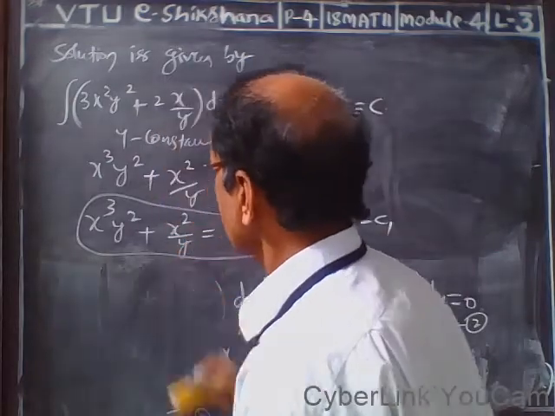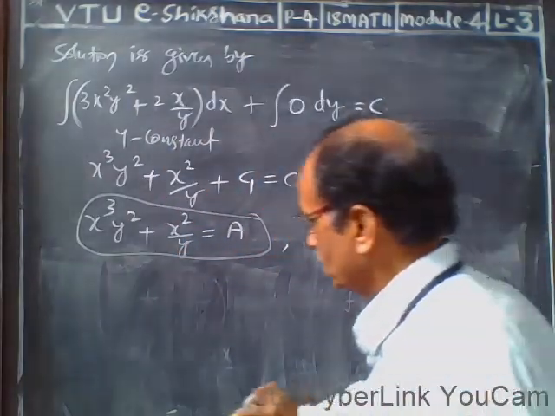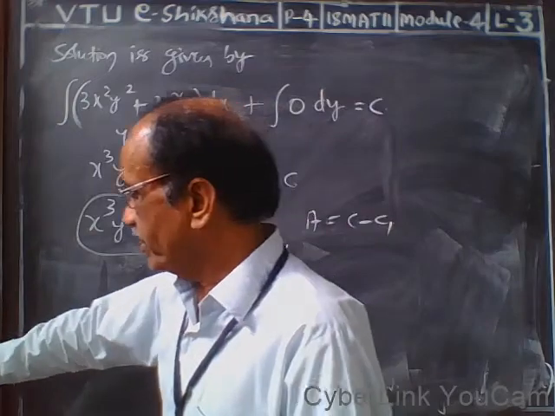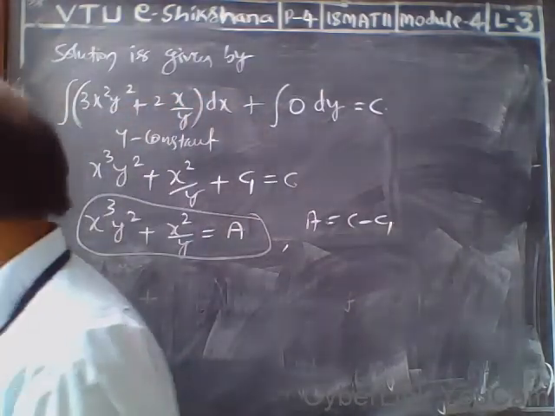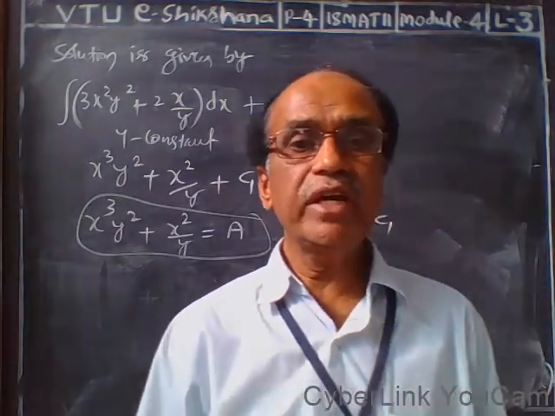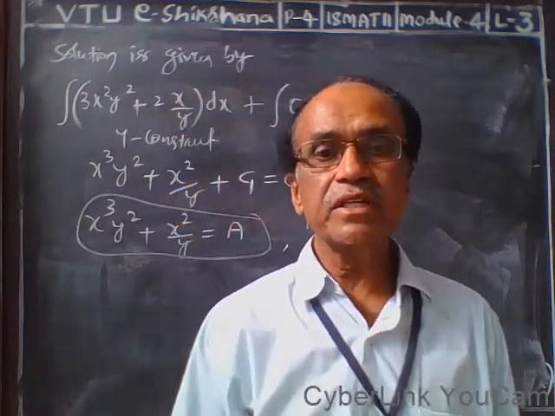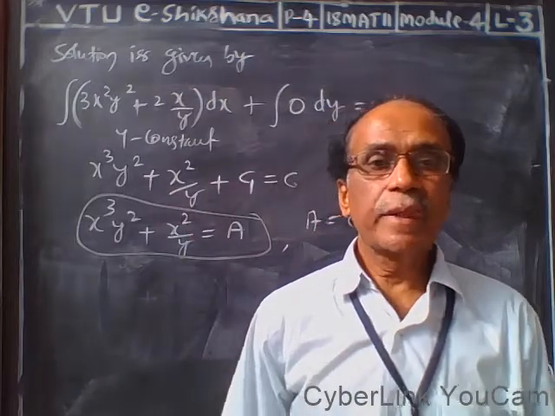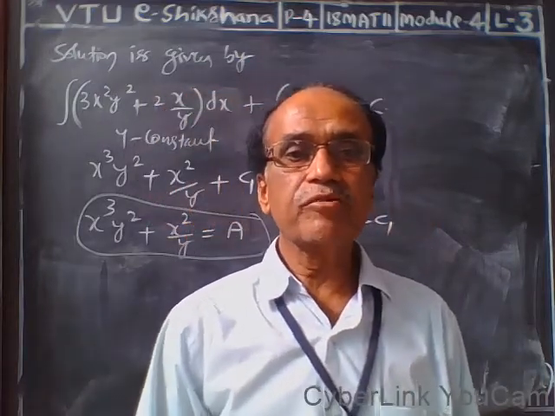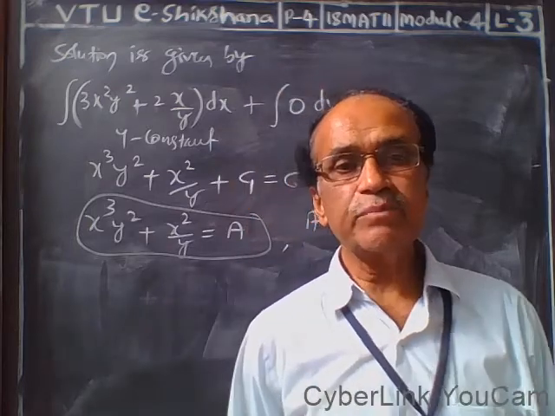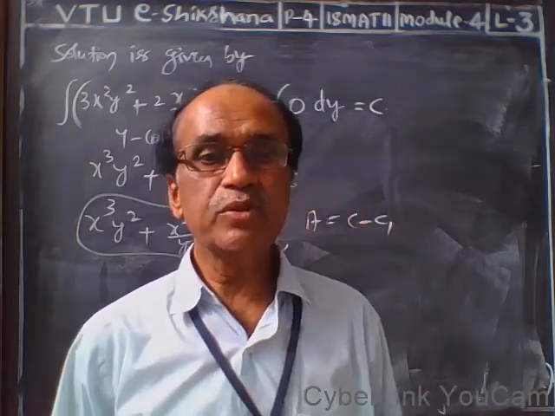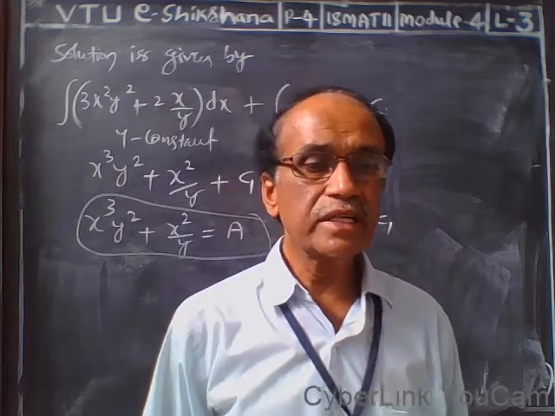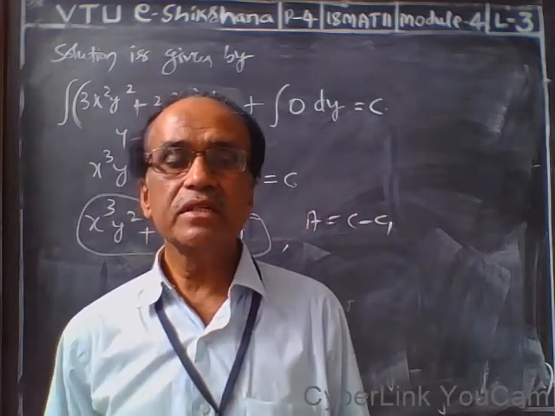Like this, the four methods we have discussed are to convert a non-exact differential equation into an exact differential equation by finding the integrating factor. When we verify the necessary condition, that is del M by del y is not equal to del N by del x, then we consider which type the problem comes in. There are four types we have discussed so far. In type 1, how to calculate the integrating factor. In type 2, how to calculate the integrating factor. Type 3, how to calculate that one. And in type 4 also we have discussed how to calculate the integrating factor.